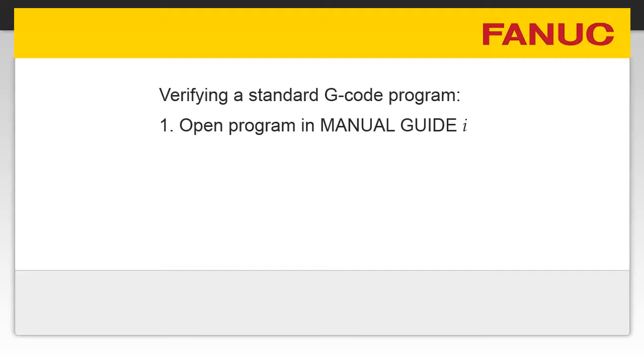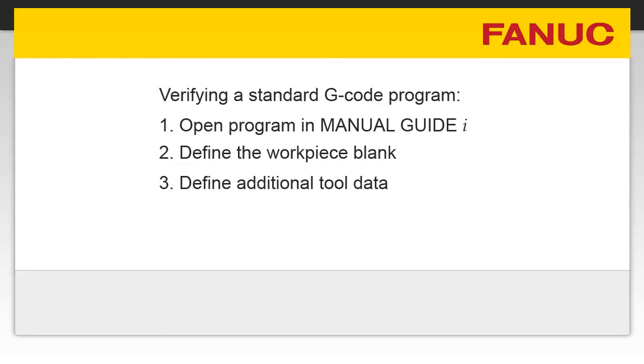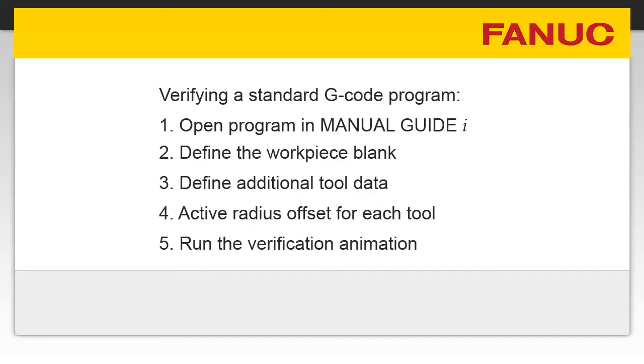First, open the G-code program in Manual Guide i. Second, define the workpiece blank. Next, define some additional tool data, and then activate tool radius offset values for each tool. Finally, you can run the animation.